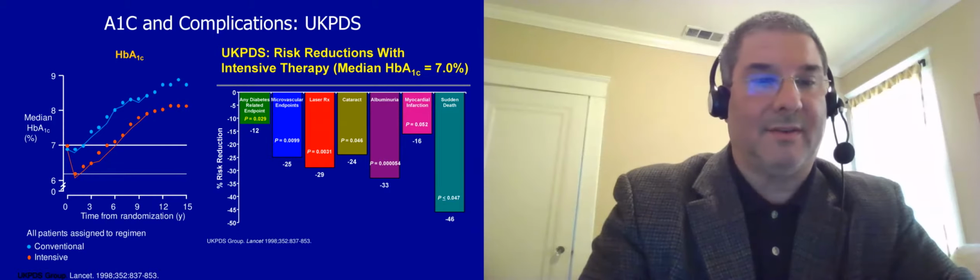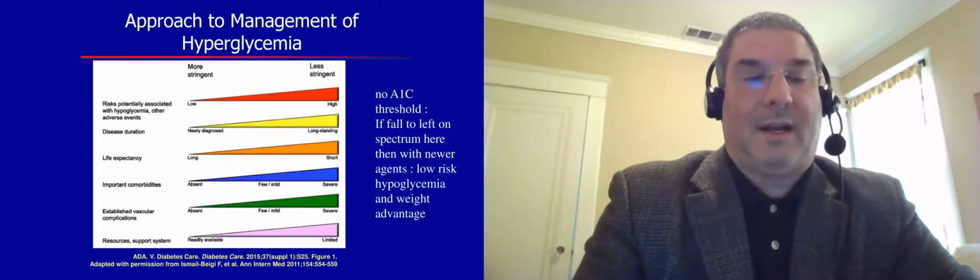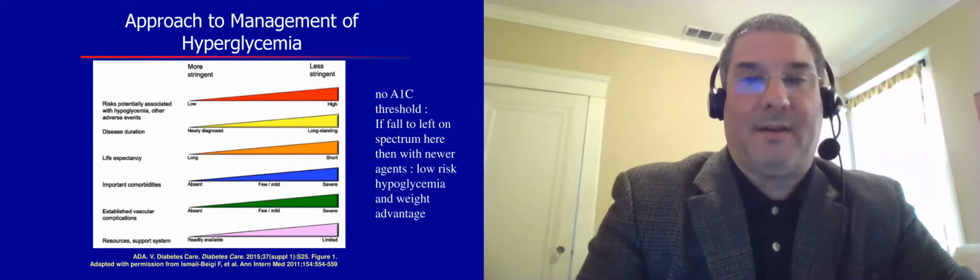Having said that, obviously you can see that the A1Cs were higher than we might want generally. This is a type of chart we now use to think about risks and benefits of tight blood sugar control.